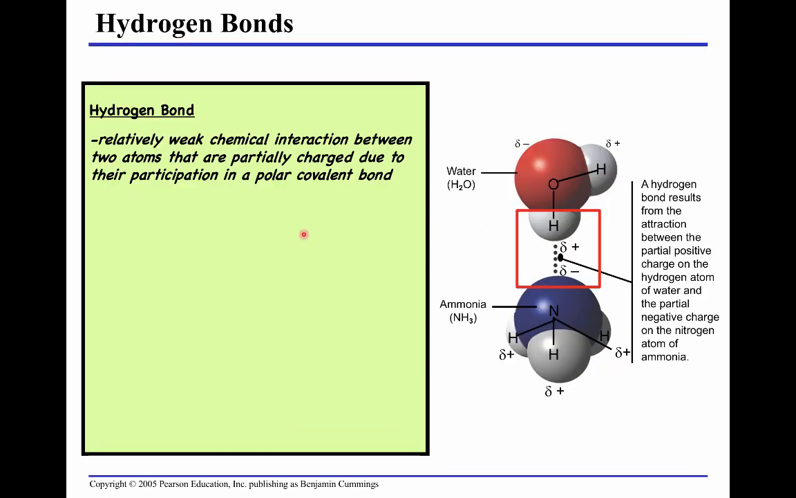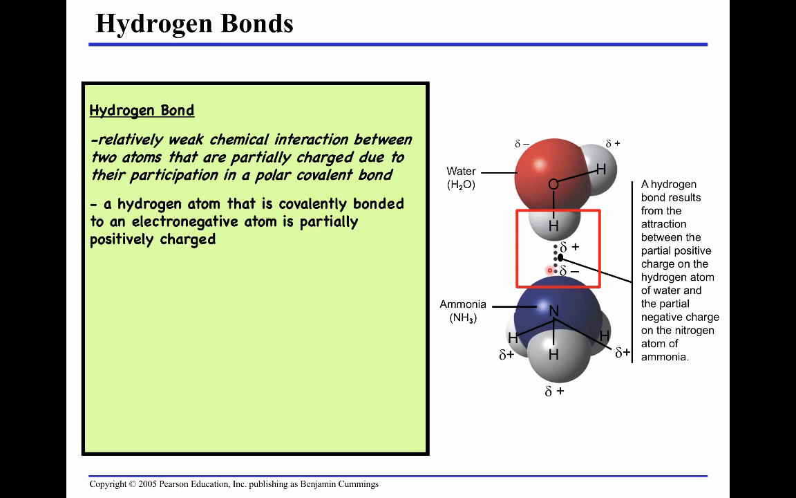So what is a hydrogen bond? A hydrogen bond is a relatively weak bond that forms between two molecules. So it's not within a molecule, it's between two molecules, like a water molecule and an ammonia molecule. So there's an attraction between these two that can occur because this hydrogen is partially positively charged, and this nitrogen is partially negatively charged. So that interaction between the partial positive and the partial negative, that is a hydrogen bond.